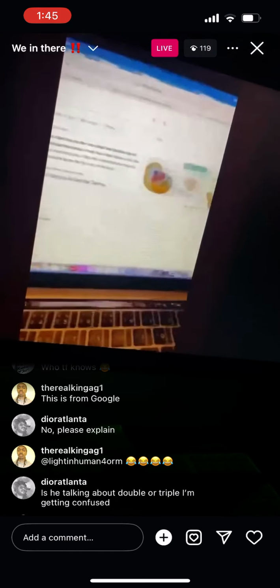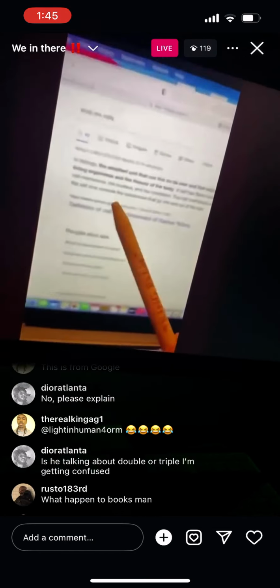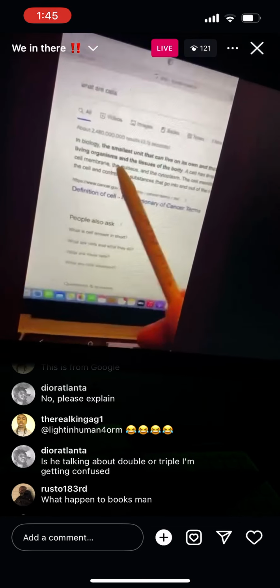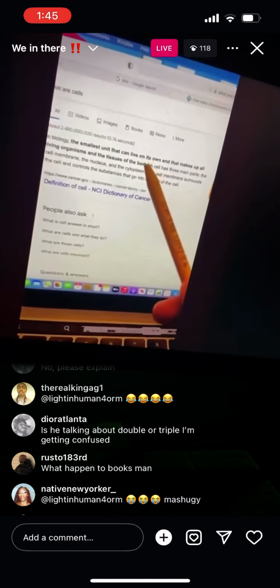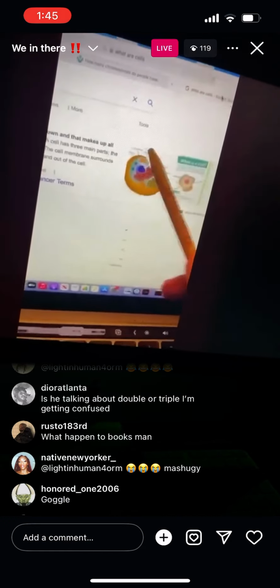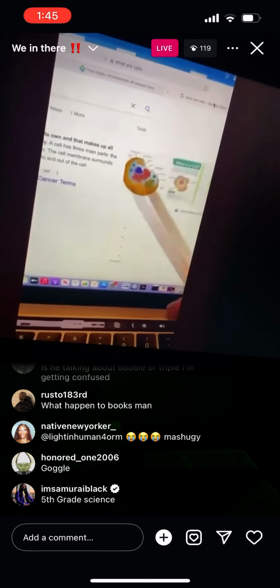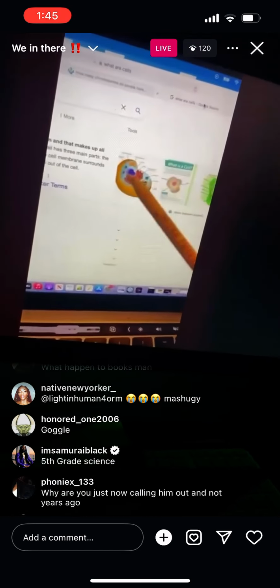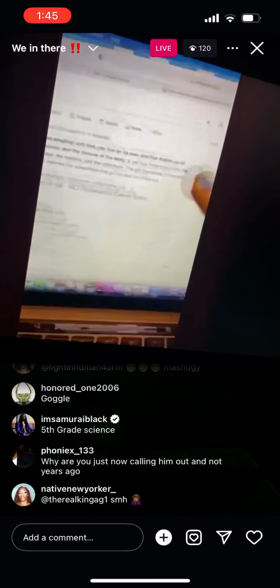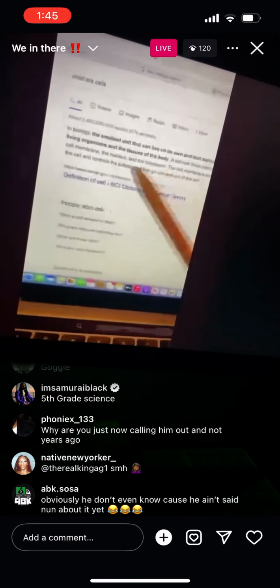Okay, so let's look at this cell. We're looking at cells, okay? So your cells, this is the smallest unit, keyword, unit, that can live on its own. Why did they use the word unit? Because a cell is an information center. It's an esoteric information center. Your cells that are in your body are actually an esoteric information center. And each part of the cell is connected to the cosmos.